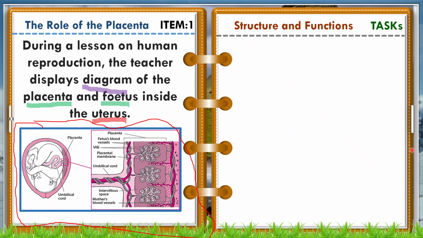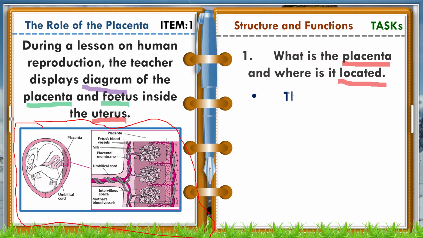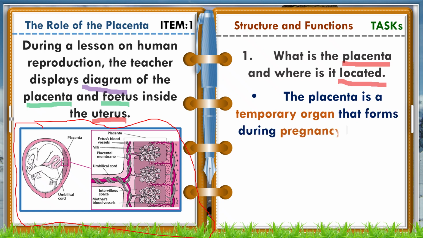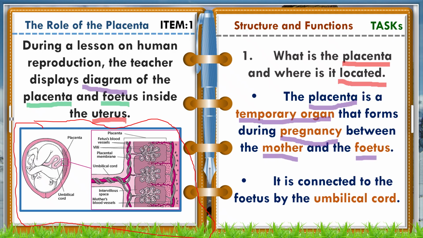Tasks. What is the placenta and where is it located? So we are going to start with that one. We say the placenta is a temporary organ that forms during pregnancy between the mother and the fetus. That is what we call a placenta.